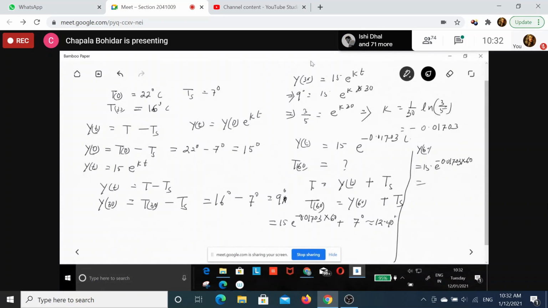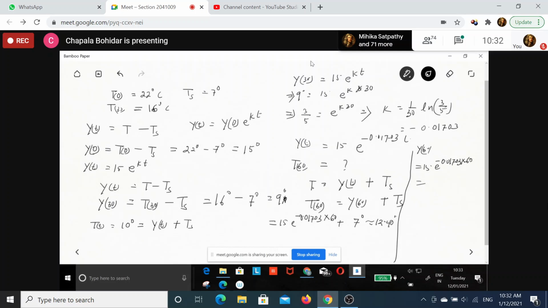How long does it take for the soda cup to cool to 10 degrees centigrade? Tt is equal to 10 degrees centigrade. What is my aim to find out? My aim is to find out the value of t. So we know Tt is equal to Yt plus Ts.